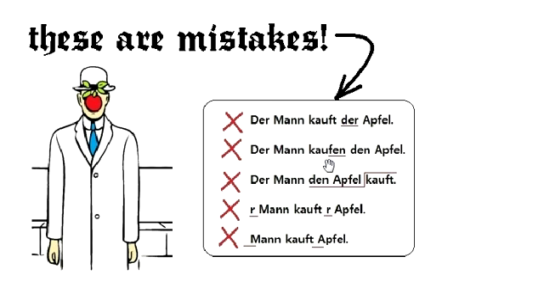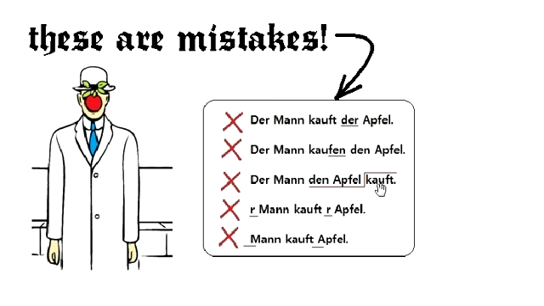Der Mann kaufen den Apfel. This here is the infinitive of the verb, so it's not the right conjugation at this part. Der Mann den Apfel kauft. This is a sentence structure mistake. The word order is wrong.